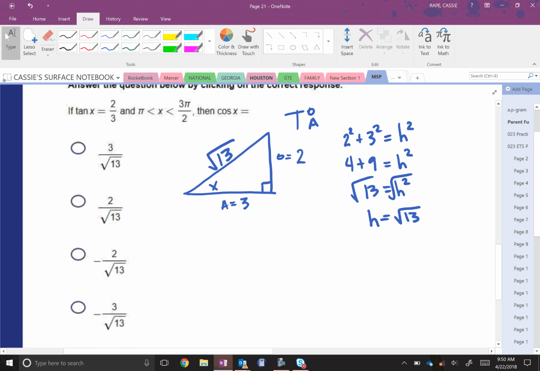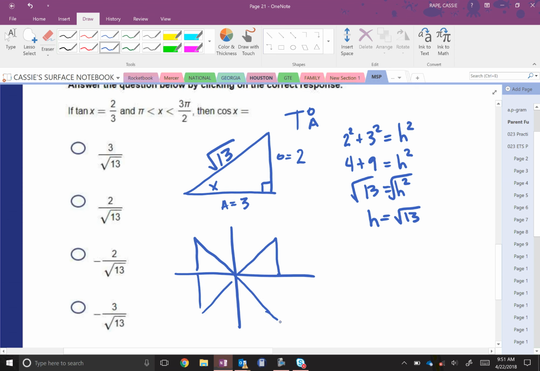The issue is it gives you one more qualifier. Remember, around the unit circle, there are actually 1, 2, 3, 4 different places that this triangle could be flipped around. Also remember this saying, all students take calculus. This is how you'll remember what functions are positive in which quadrant. In the first quadrant, they're all positive. In the second quadrant, only the sine is positive. In the third quadrant, only the tangent is positive. And in the fourth quadrant, only the cosine is positive.